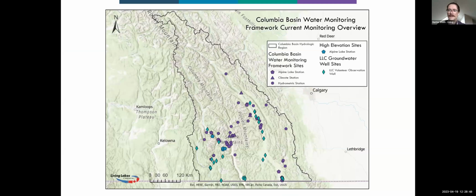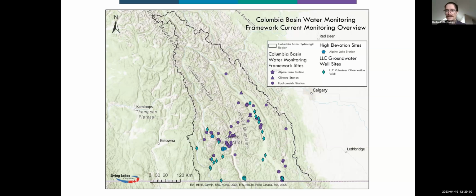This map here shows the monitoring sites that Living Lakes Canada is overseeing across all of our monitoring programs in the Canadian Columbia Basin. Ancillary programs like our groundwater program and high elevation program contribute to the broader objectives of the Columbia Basin Water Monitoring Framework. And we work closely together with these programs to ensure that our efforts are aligned and efficient.